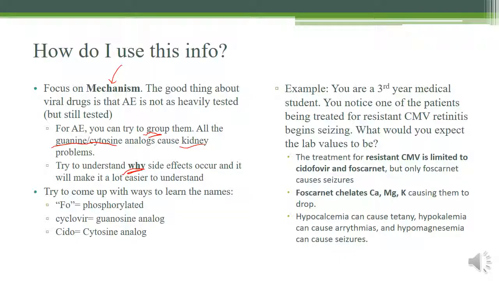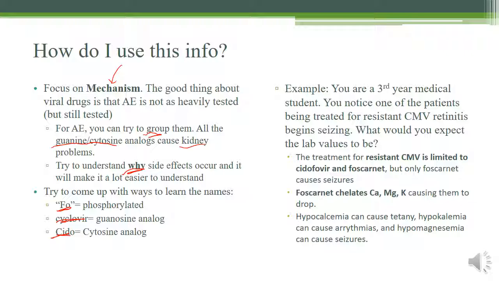Other stuff that you could use to try to determine where they play a role is their names. If they have a "fo" in their name, I already know that they're pre-phosphorylated, so they don't need to be activated. If they have an "acyclovir" in their name, I already know that they're guanosine analogs. And if they have a "cido" in their name, it kind of sounds like a cytosine.